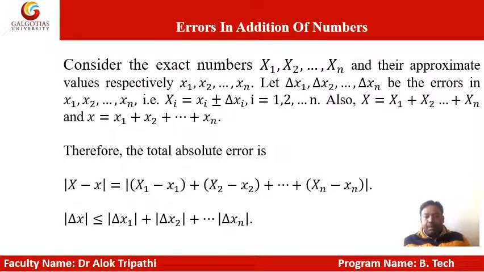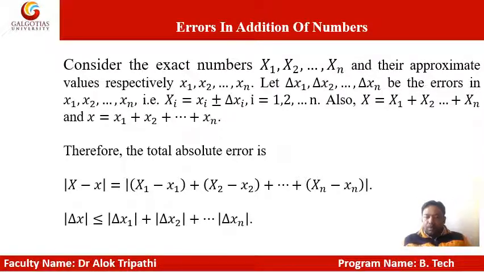Suppose we are given two numbers. One is 8.36 and the other is 2.64. Suppose we rounded off these two numbers to one decimal place, then 8.36 will be converted into 8.4 and 2.64 will be converted into 2.6. So 8.36 and 2.64 are the exact numbers, and when we rounded off these numbers, we have got the approximate values, and these are 8.4 and 2.6.